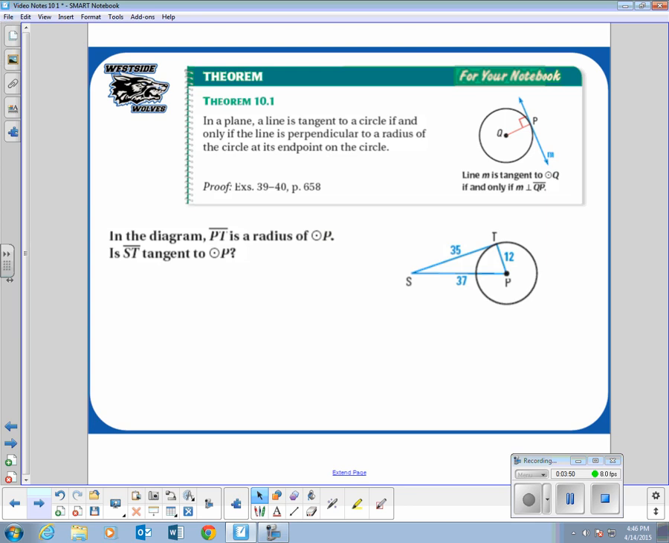All right, so our first theorem, theorem 10.1, says in a plane, a line is tangent to a circle if and only if it is perpendicular to a radius of the circle. So if this radius and this line are perpendicular and it touches at one place, then we know that this line right here is a tangent. Okay, so if we look here, it says PT is a radius of circle P. So this is a radius.